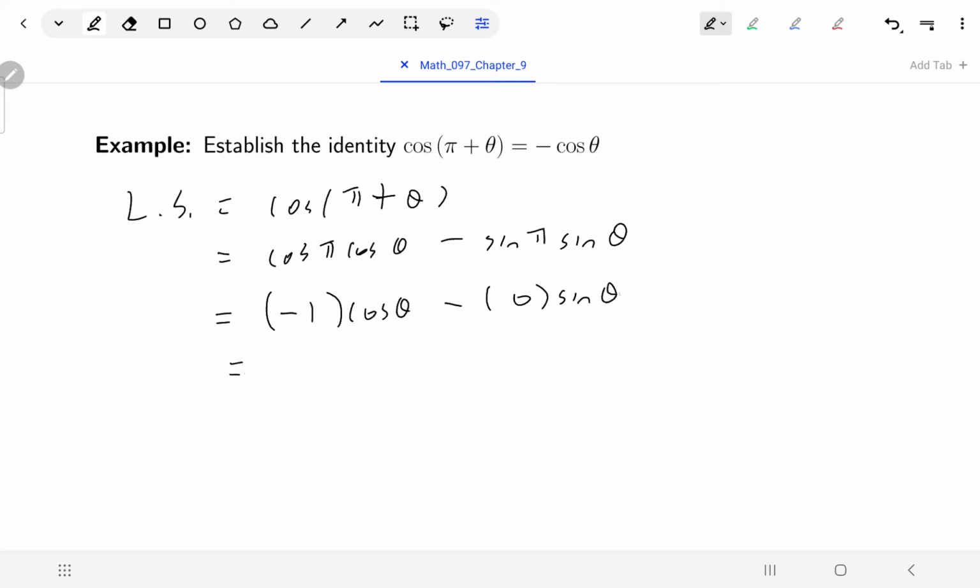And then cleaning things up here, it's pretty quick. We just have -1 times cos of theta, or negative cos of theta. And that second term, 0 times sine of theta, that term's gone. So we have negative cos of theta, which is our right side. So there we go, left side is equal to right side, and our identity has been established.